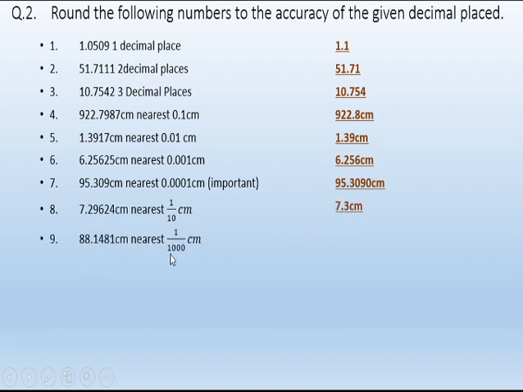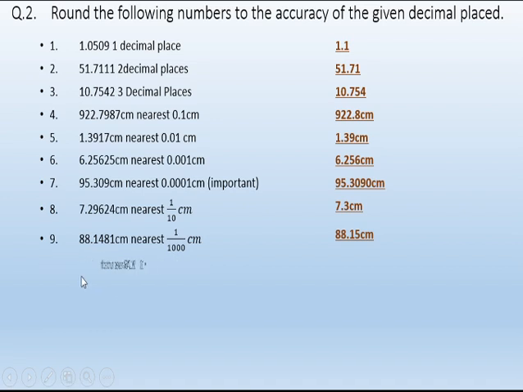Now this is up to the 3 decimal places, because there is 1 by 1000. So 1 by 1000 means 3 decimal places, so we'll be keeping 1, 2 and 3, and 1 will be removed. So 88.148 will remain the same, and because 1 is not 5 or more, our answer will remain the same, 88.148. So this will be your answer. Sorry, this is not correct, so you need to correct this 148. This is 88.148, this is not 100.